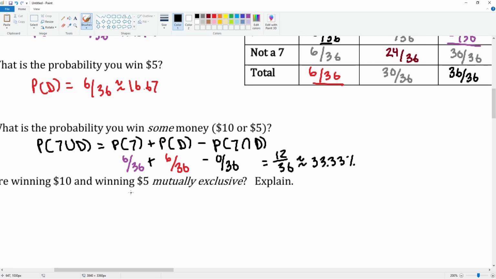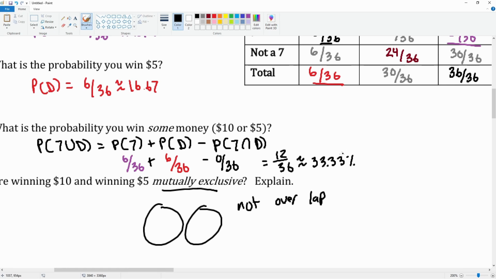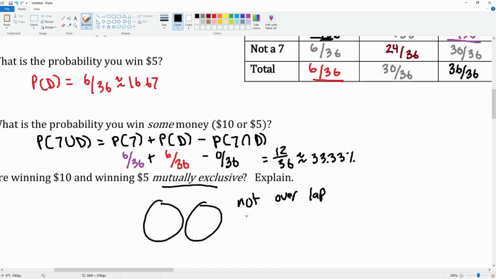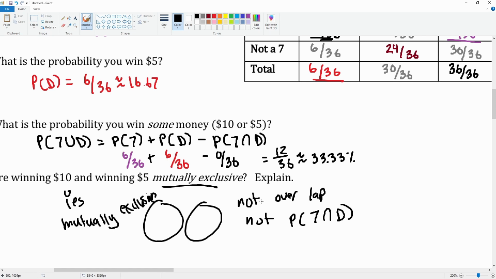Lastly, are they mutually exclusive? Again, mutually exclusive means there is no overlap. Notice here, there is no and. So there is no probability of 7 and double. So here we said yes, this is mutually exclusive, and the reason why is because there is no overlap. There is no 7 and a double.